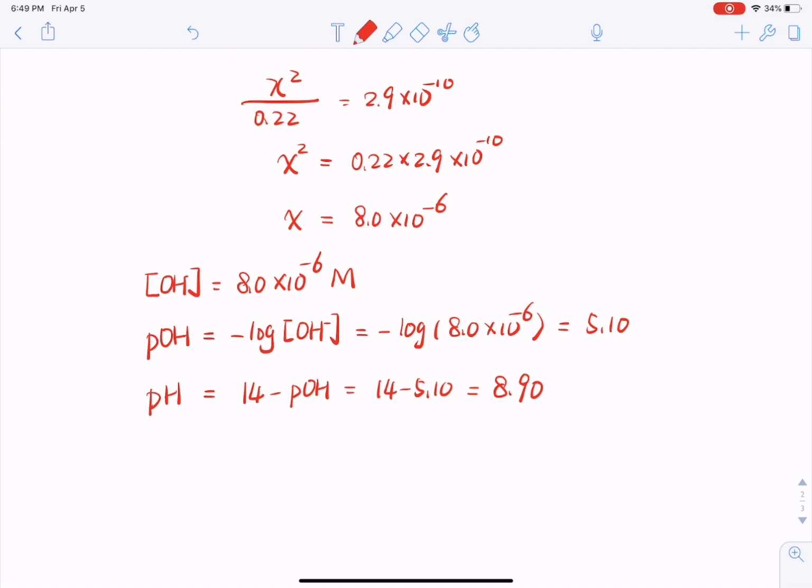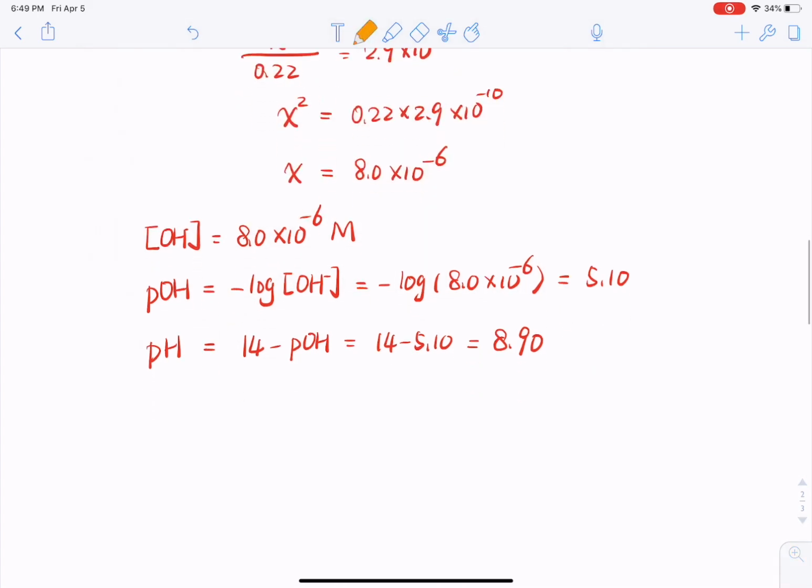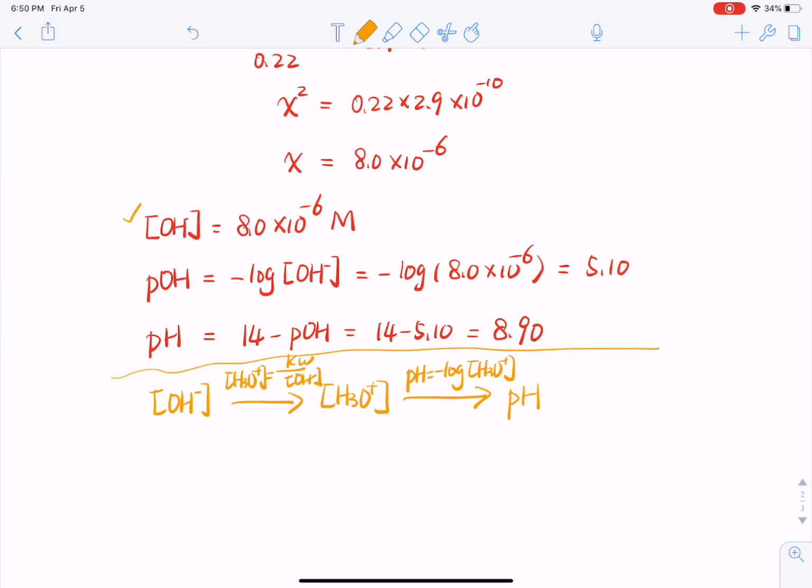Of course, you could also go the other way, and I'll write the plan out for you. From OH you can go to the hydronium ion concentration. How do we do this? The hydronium ion concentration equals Kw divided by the OH concentration. Then from the hydronium ion concentration, you can go to pH, which equals negative log of the hydronium ion concentration. This is just a different way. You can go this way or that way, and both give you the same answer, which at the end should be 8.90.